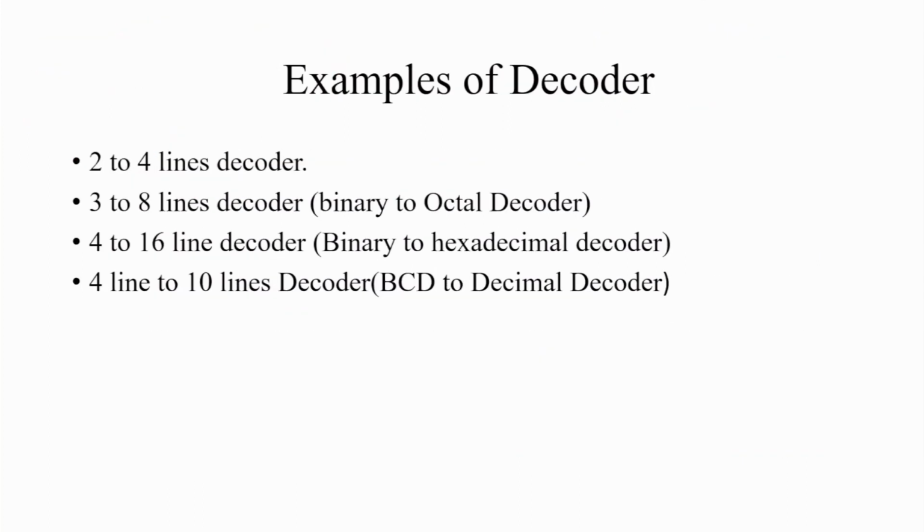An example of a decoder is a 2 to 4 line decoder. When we talk about an encoder, this is a 4 to 2 line encoder, meaning 4 line information is converted into the form of 2 binary bits.